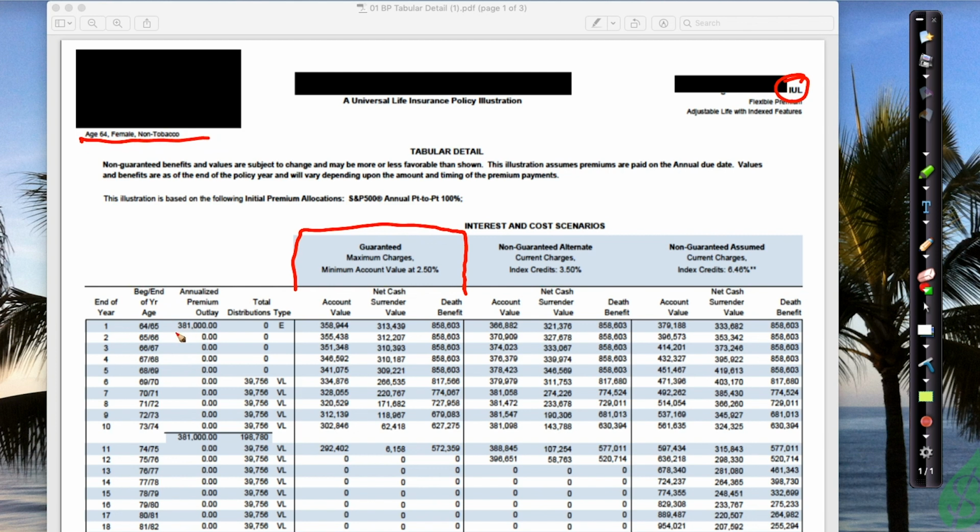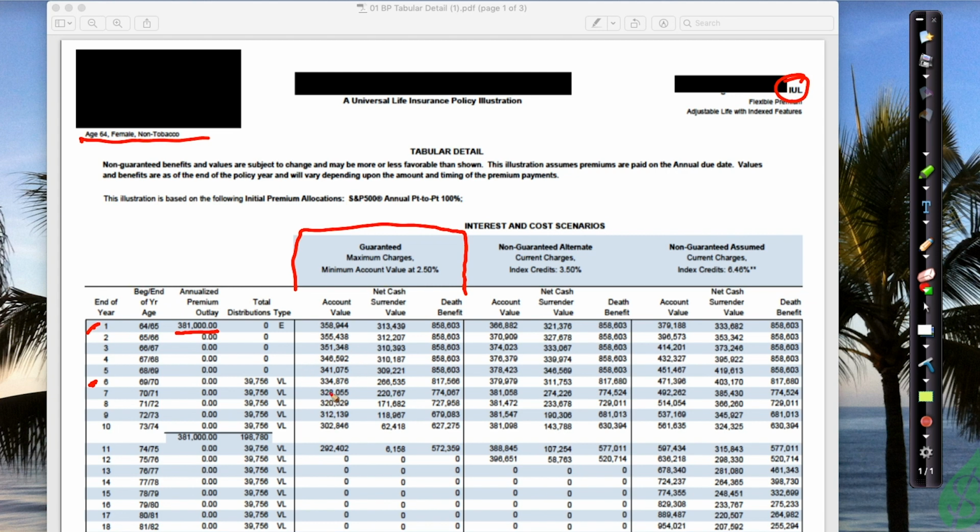And you can see the $381,000 of premium going in right here, all in year one in this case. Total distributions column, this is something to pay attention to on this illustration, is about $40,000 a year they're taking out as a variable interest rate loan. That's what VL stands for. Starting in year 6 and then continuing on, you can see $40,000 a year going from there.